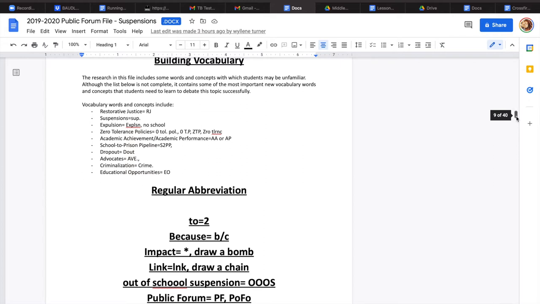That goes for regular abbreviations, abbreviations that we thought of that are maybe not on the vocabulary list, or words that are commonly used in the debate round, such as to or because, maybe impact, link, out of school suspension, or public forum. Because obviously we're using public forum, but sometimes we don't know all the abbreviations, so it's good to have that in our tool belt. So please make sure you are using your packet to its entirety. I will also share this in our Google Doc so that you all can have a copy of it. But you already have access to this, and I say further explore the packet and find more abbreviations. If you find words that you can abbreviate, go ahead and do so.